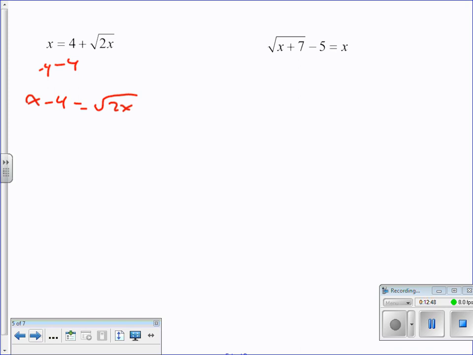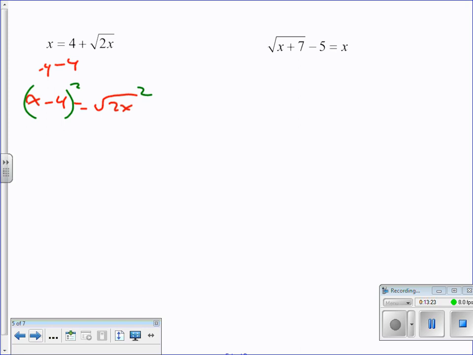Now here is the tricky part, or the first of 2 tricky parts in problems like these. I square both sides. X minus 4 squared, the square root of 2x squared. Remember, x minus 4 squared is not x squared minus 4 squared, is it? You cannot distribute squaring across subtraction. It's x minus 4 times x minus 4. There is a middle term. You need to FOIL it out.